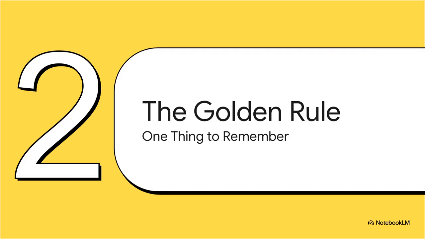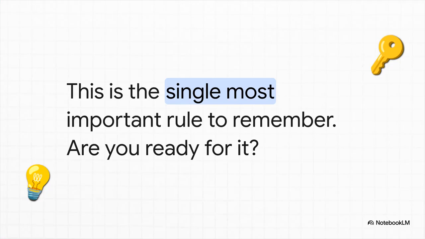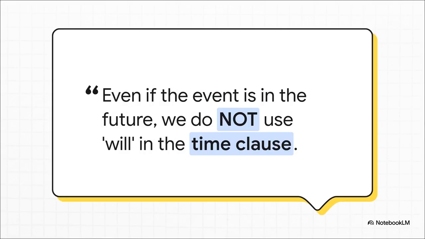Okay, so we know we can't use will twice. So how do we fix it? Well, it all comes down to one single thing you need to remember. I call it the golden rule. And here it is. Seriously, this is the one thing you need to burn into your brain. Here's the deal. Even if the event is happening in the future, you do not use will in the time clause. That's it. The part with when or after or as soon as, it always, and I mean always, uses the present tense. It's that simple, but so crucial.